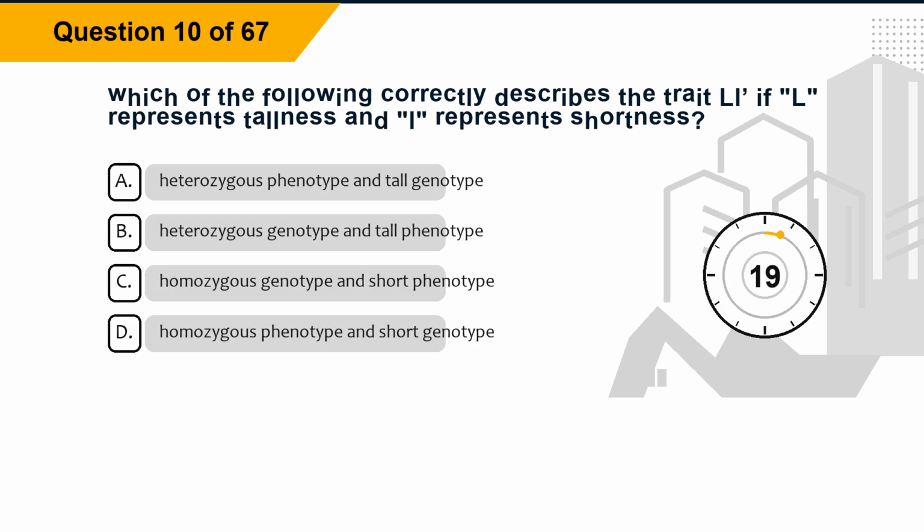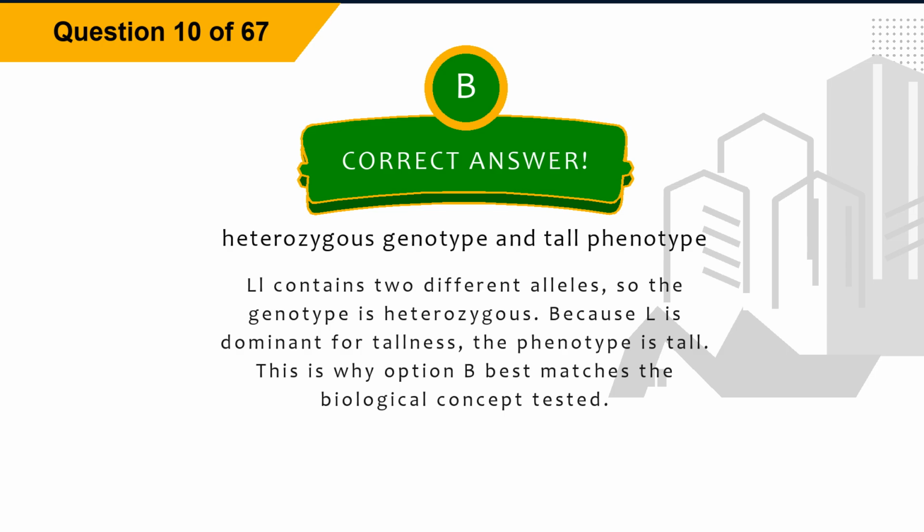Question 10. Which of the following correctly describes the trait Ll, if L represents tallness and l represents shortness? Option A, heterozygous phenotype and tall genotype. Option B, heterozygous genotype and tall phenotype. Option C, homozygous genotype and short phenotype. Option D, homozygous phenotype and short genotype. The correct answer is option B, heterozygous genotype and tall phenotype.